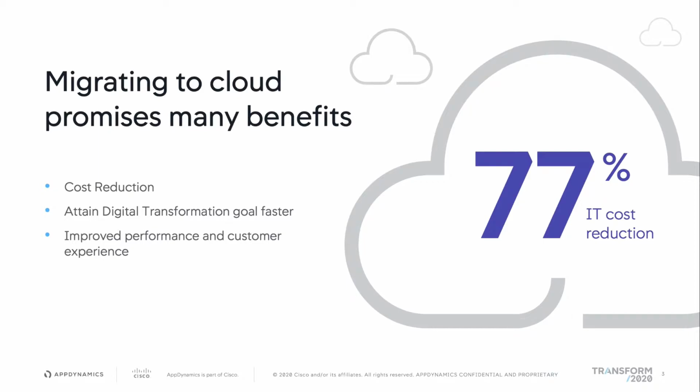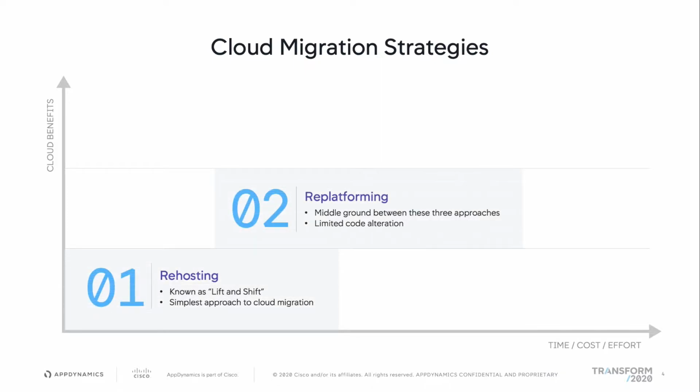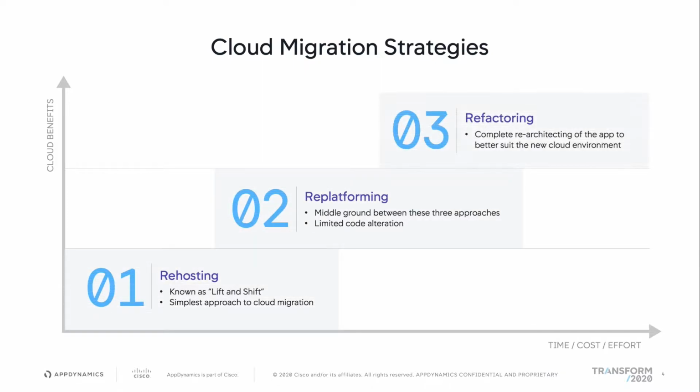Many companies are moving to cloud. Cloud migration promises many benefits. The three major benefits are cost reduction, faster digital transformation, and improved customer experience and better performance. Now, based on the maturity of your organization, you may choose one of the three cloud migration strategies. The first one is rehosting, second is replatforming, and the third one is refactoring.